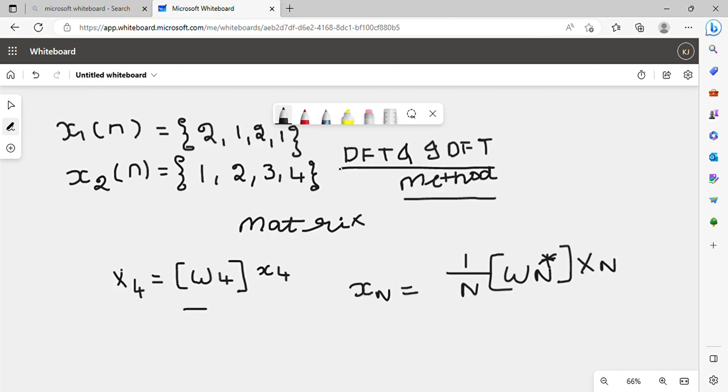Now please try to understand. We have two sequences, not one sequence. For one sequence, you know how to find the DFT, right? For two sequences, you don't know how to find the DFT as well as the IDFT. So what you are supposed to do is get a variable called x3 of k. So what is x3 of k? x3 of k is equal to x1 of k into x2 of k, right?